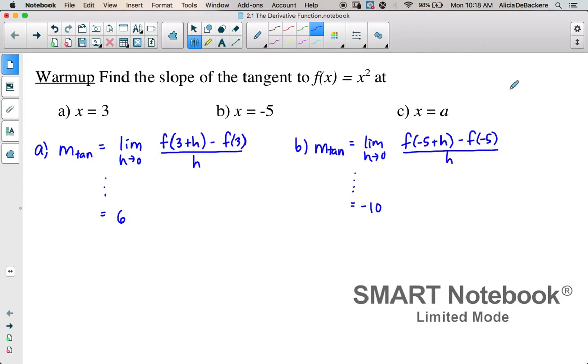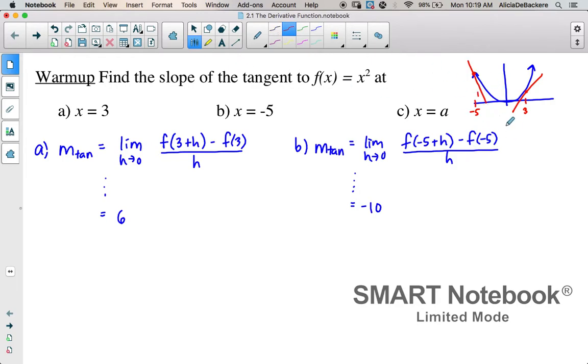So we're talking about a parabola here, so you can imagine what this looks like. I've got my basic parabola, and what we're saying is that if you go over to x is 3 and draw a tangent line there, the slope of that tangent line would be 6. And if you went over to -5 and you drew a tangent line here to the curve, you would come out with the slope of -10 on that one.